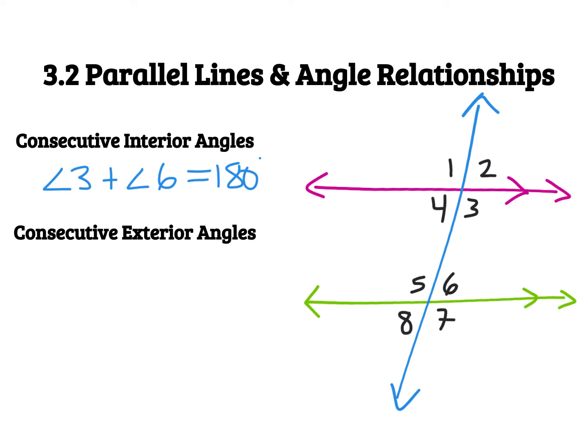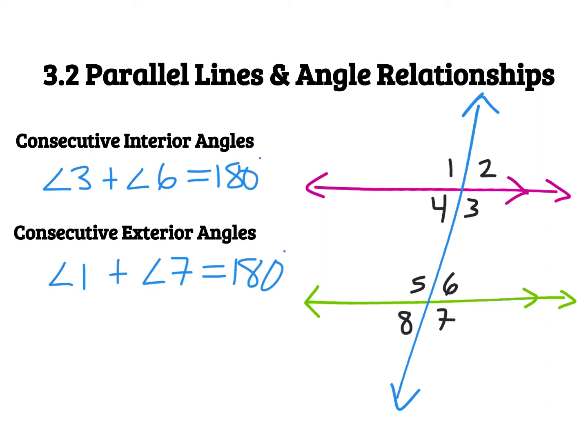Consecutive exterior angles, like 2 and 7 or 1 and 8, are also going to be supplementary. So we can set up an equation similarly to say angle 1 plus angle 7 also adds up to 180 degrees. Okay? So these angle relationships that we're talking about relate to the lines being parallel. If the lines are parallel, then they will follow these 5 rules. Consecutive interior and consecutive exterior add up to 180, while the other relationships are equal to each other.